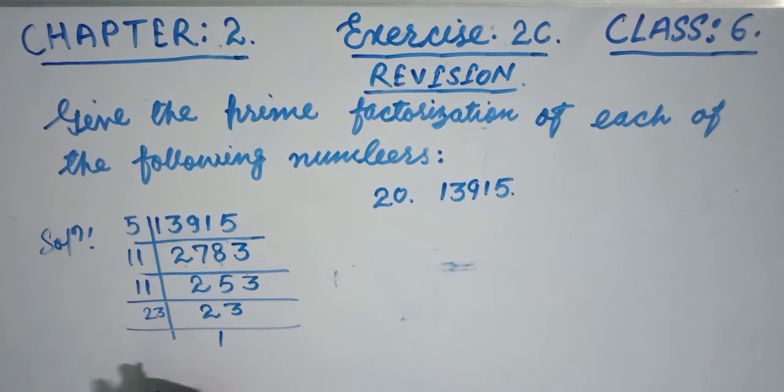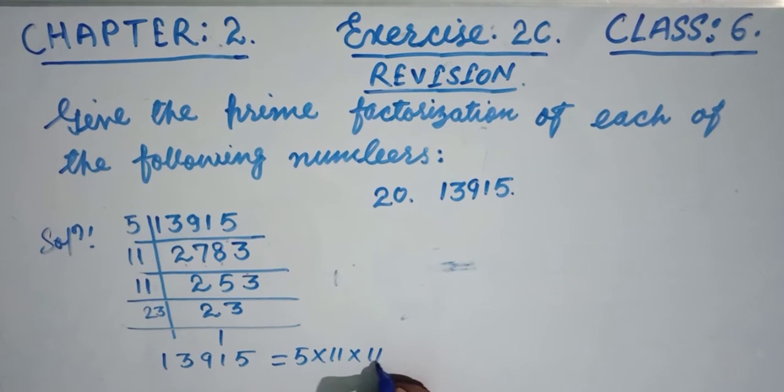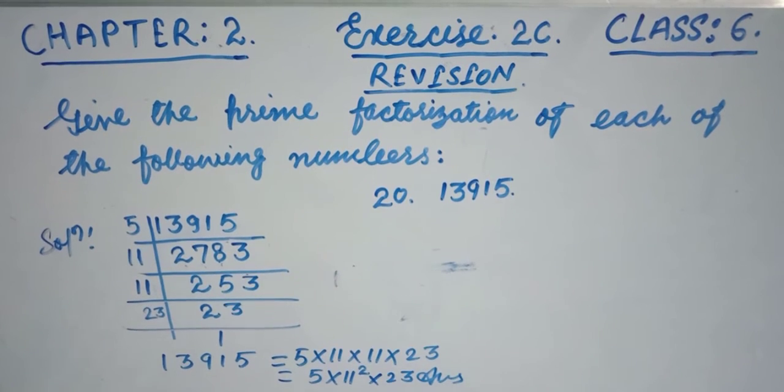So friends, we can write this number 13915 is equal to 5 multiply by 11 multiply by 11 multiply by 23. This could be written as 5 multiply by 11 raised to the power 2, because 2 times of 11, and multiply by 23. This is your answer. I hope you can solve all the questions.